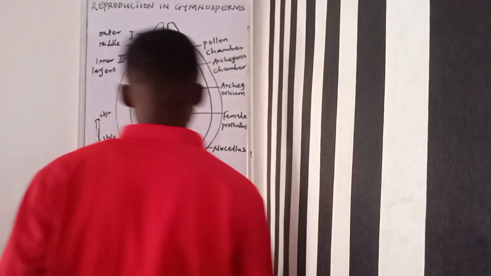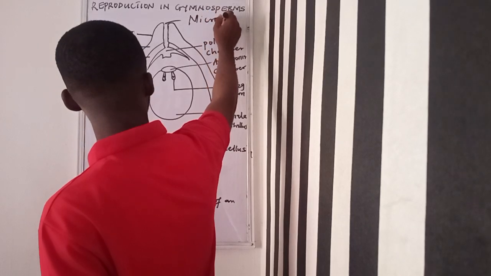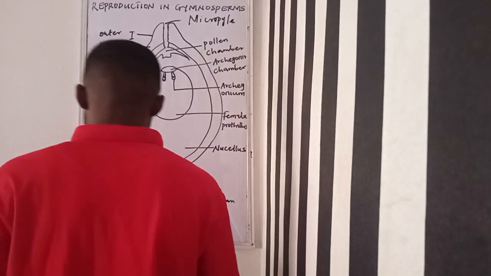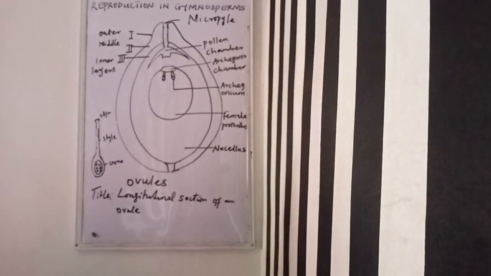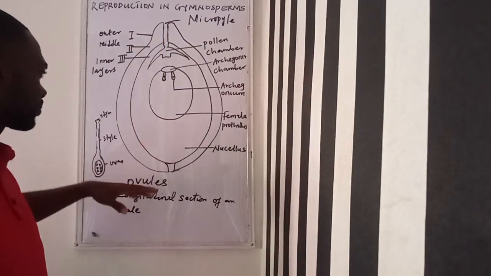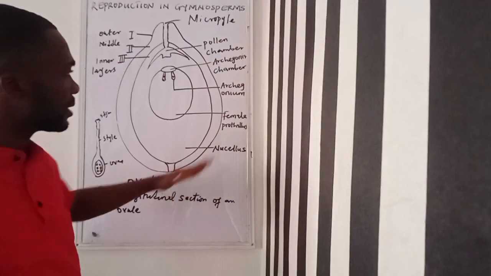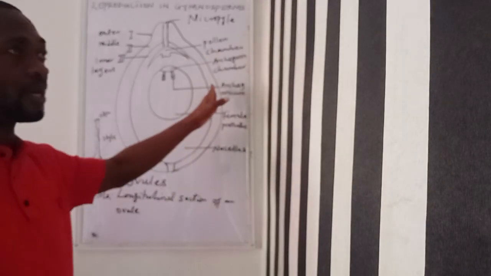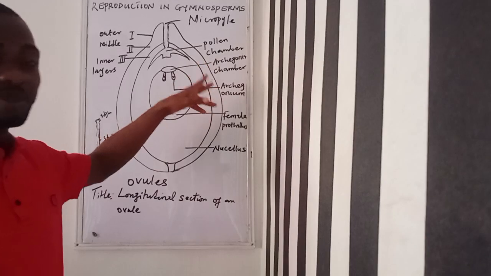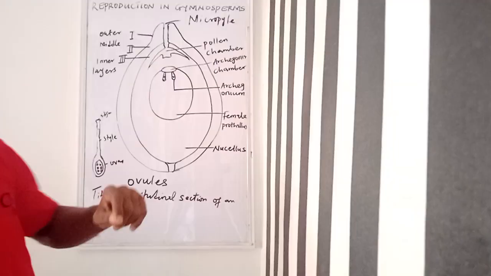So you have an opening. This opening is called the micropyle. Don't forget that this is the ovule, but the ovule is covered by a structure. Let me specifically mention the name of what covers the ovule. The ovule is covered by integument, and that integument is called the seed coat.